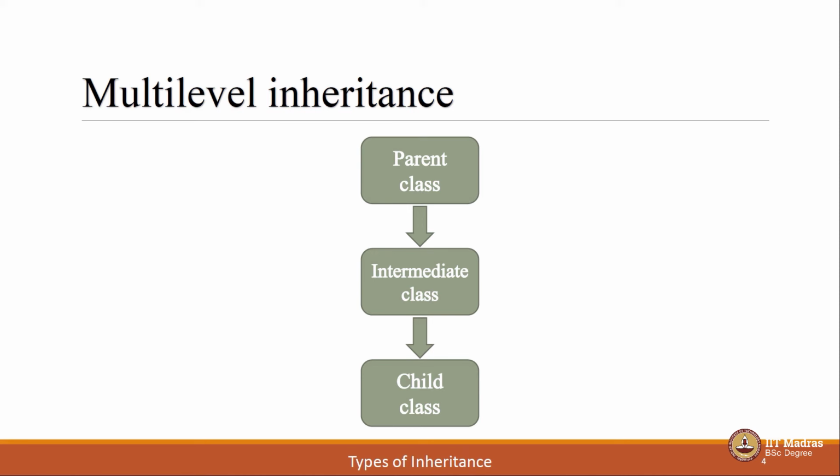Fourth type of inheritance is called multi-level inheritance, where at the top level we have a parent class. Then there is one class which is referred to as an intermediate class, because that intermediate class behaves like a child class for the parent class, whereas that intermediate class behaves like a parent class for its child class. So it is more like a grandparent, parent and child kind of situation.